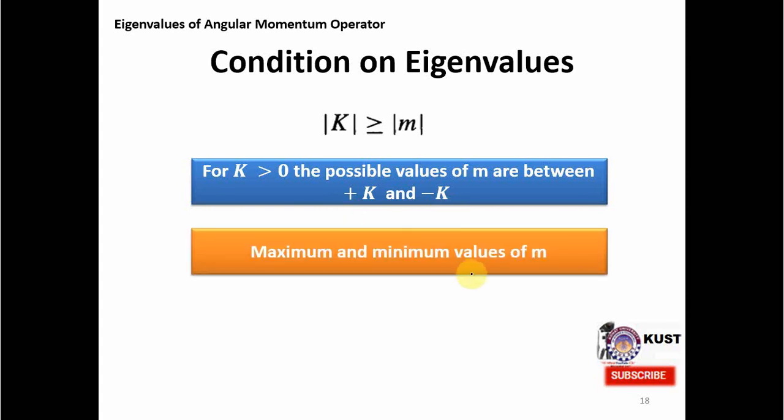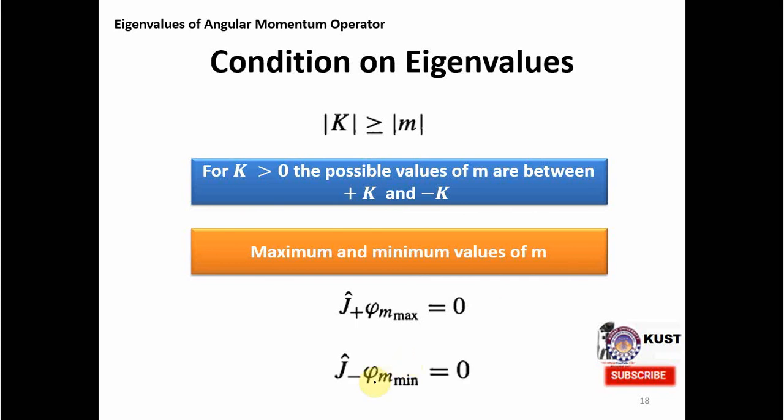Now consider the maximum and minimum values of m. If we take the maximum value of m, and the corresponding wave function is phi m max, then by definition J plus is the ladder operator which is taking us up the ladder, but when the ladder finishes, there is nothing to move higher. Therefore J plus acting on phi maximum is by definition equal to 0, because there is nothing left to move up further.